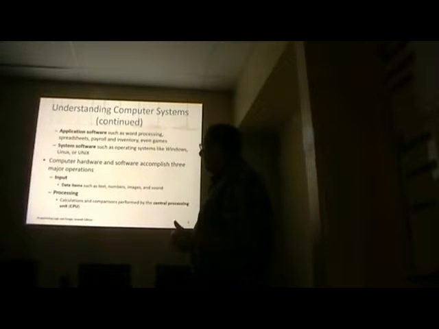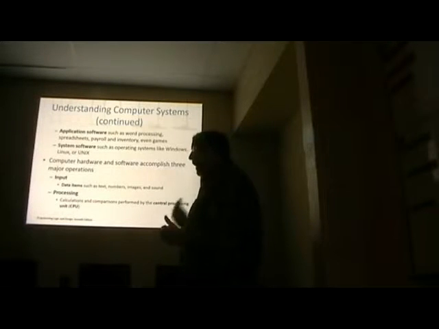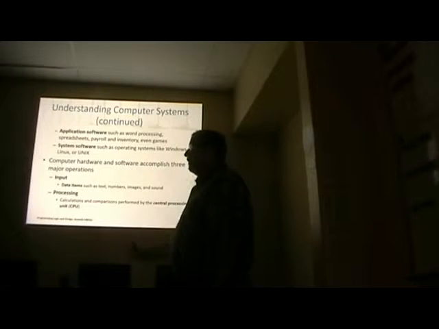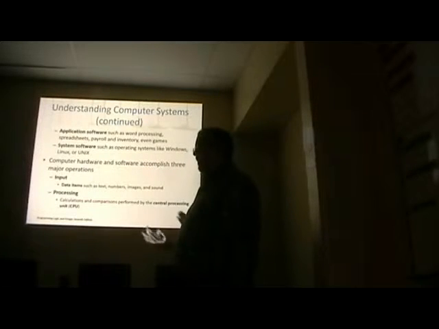So, when we talk about software, we have two different types of software. We have your application software and we have your system software. Your application software is the software used, such as your word processing, your spreadsheets, your payroll, anything that you use on the computer, like your games. Everybody loves playing games. When you load your games on the computer, that is application software.